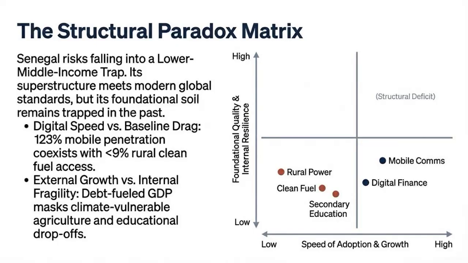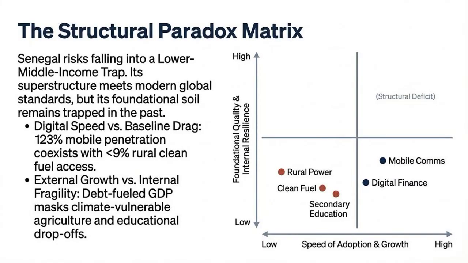The overarching diagnosis of this matrix is that Senegal is at severe risk of falling into a lower middle income trap. How does that trap work mechanically? Well, a country enters the lower middle income tier by doing exactly what Senegal did: urbanizing, taking on debt to build initial infrastructure, and adopting easily imported foreign technology like mobile networks. This creates a quick burst of extensive GDP growth.